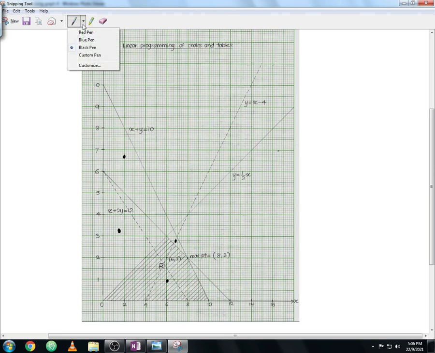Let us move on to the second constraint, where x plus 2y is less than or equal to 12. This is the straight line x plus 2y equals 12. We need to form the shading for this. Since it says less than or equal to, you need to shade the down region. So from here you mark here, and you mark here.